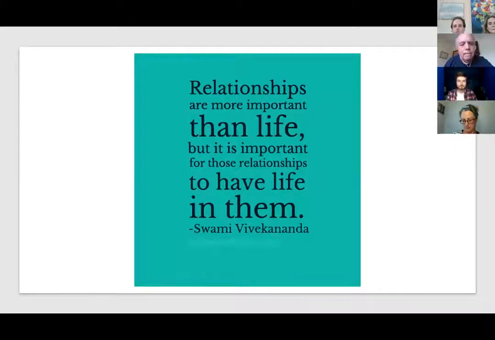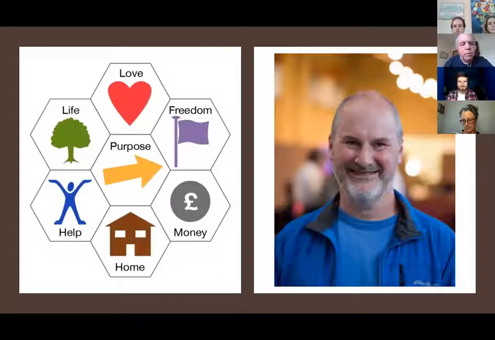And we'll now come to the keys to citizenship themselves. I promised you Simon's smiling face, and there it is. And he has articulated these 7 dimensions, and it's really difficult to know what order to take them in. But just looking at the screen there: love, freedom, money, home, help, life, and purpose.